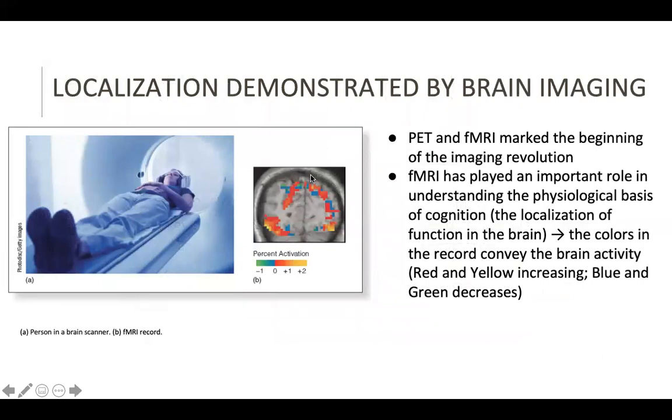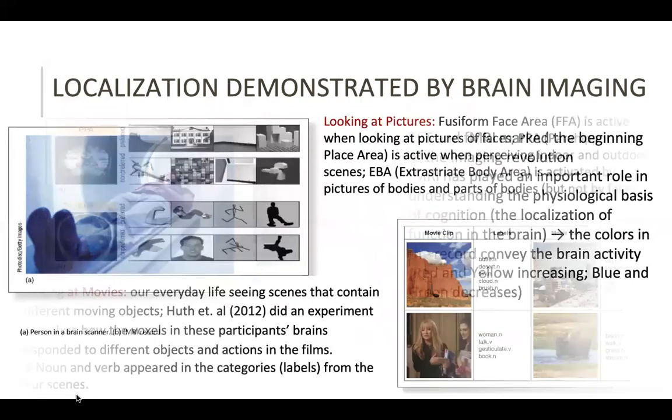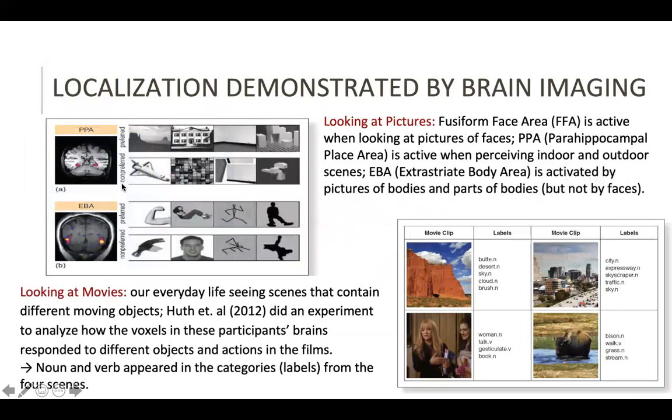What we can see in this picture is the voxel. The colors in the record convey the brain activity: red and yellow are increasing, while blue and green mean the activity is decreasing. All right. So localization is demonstrated by brain imaging.